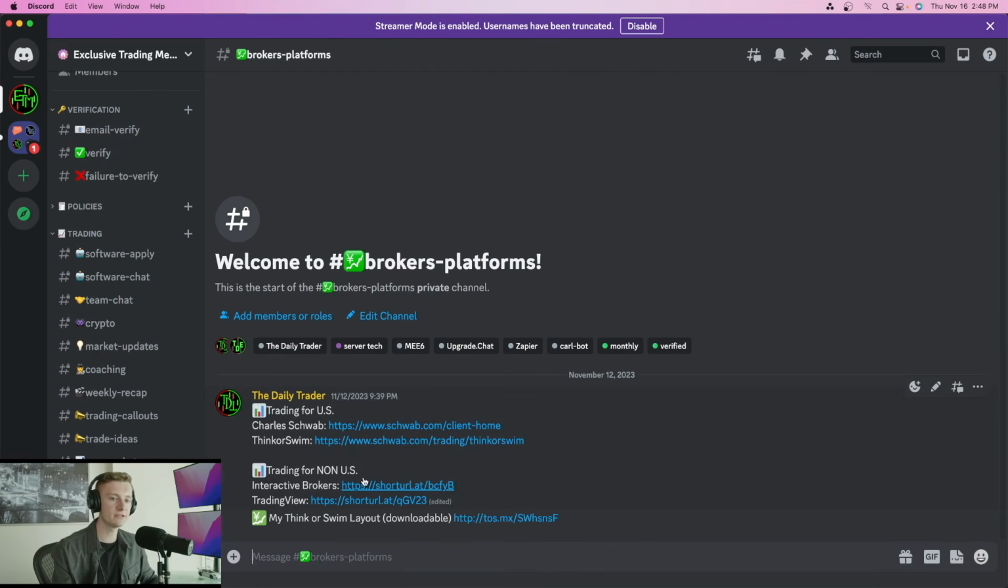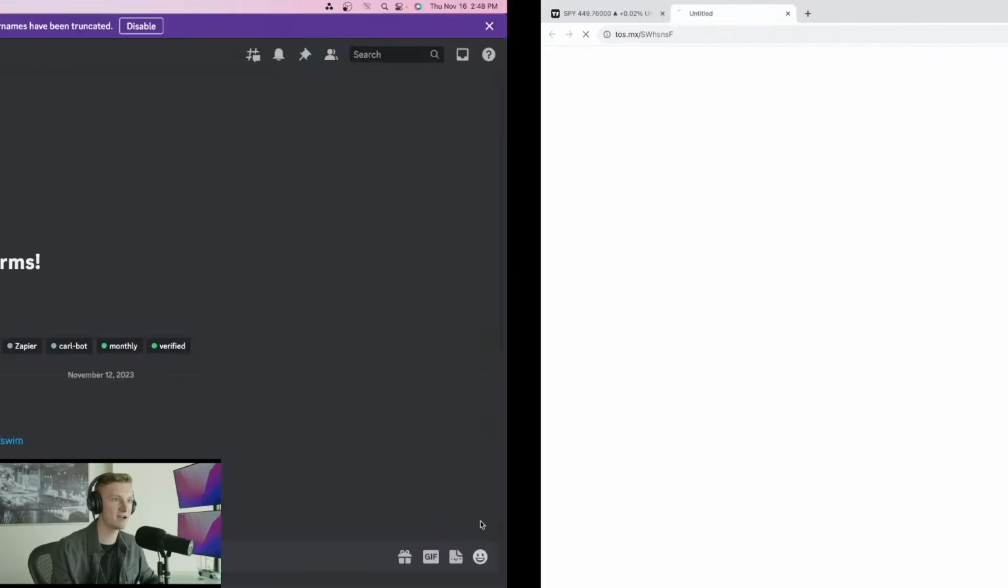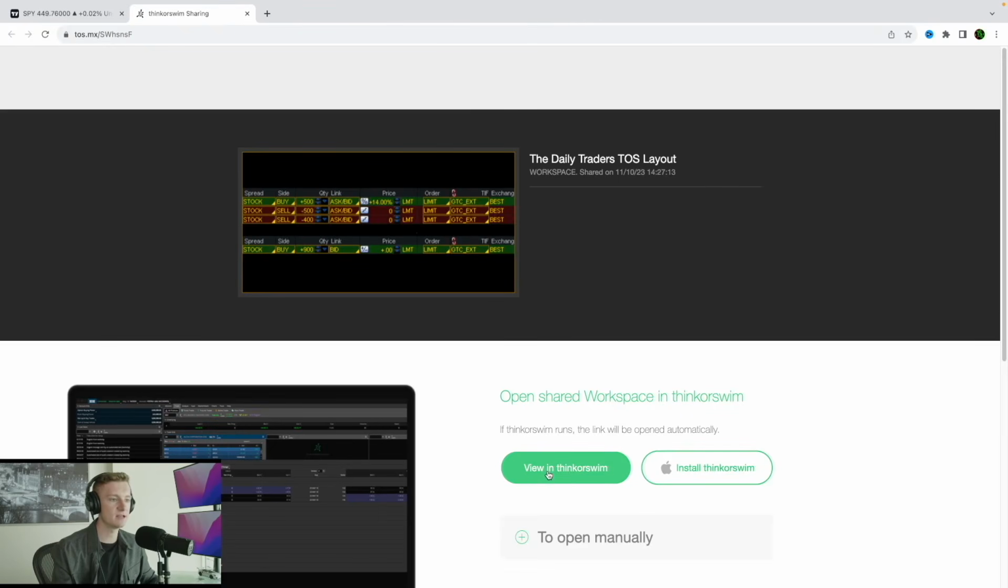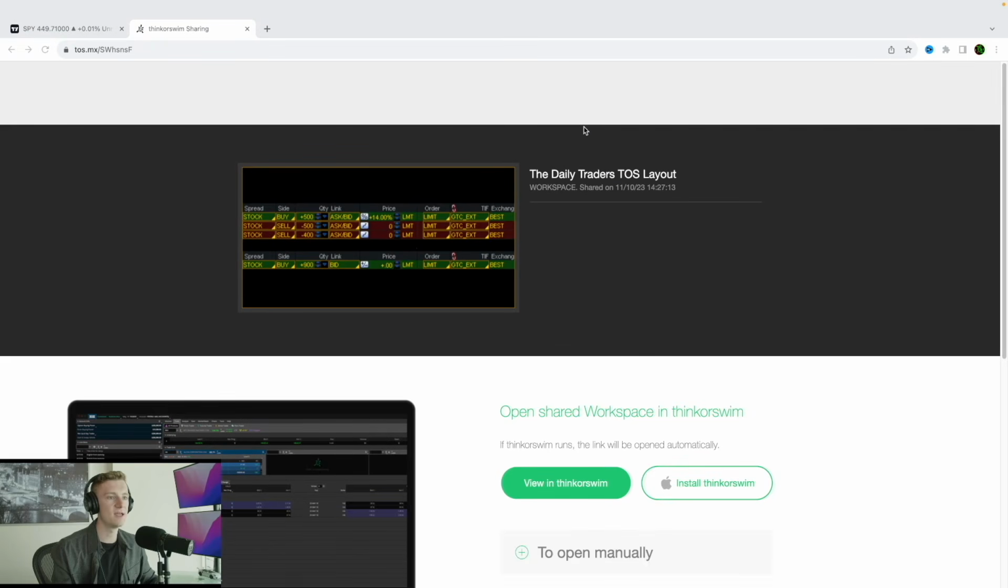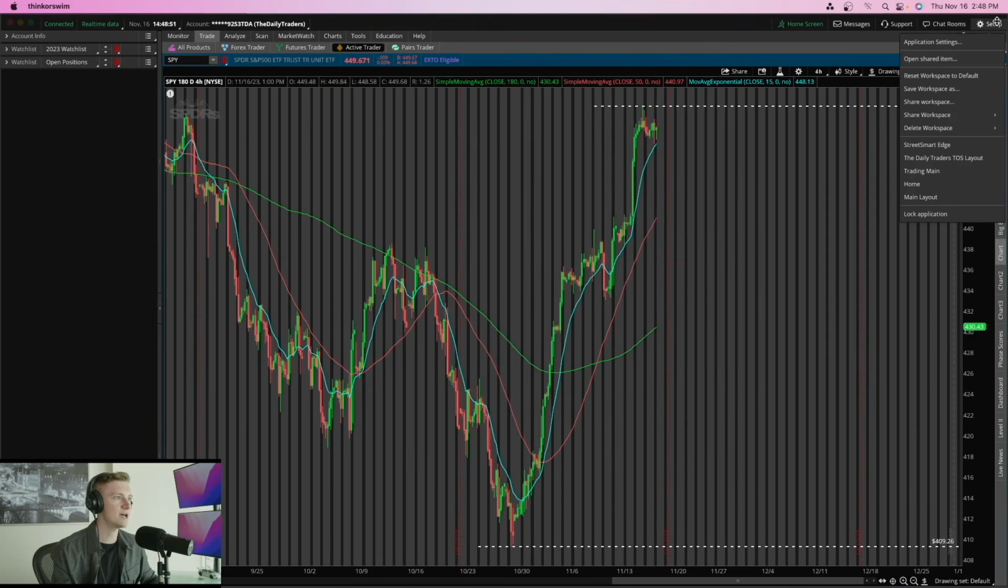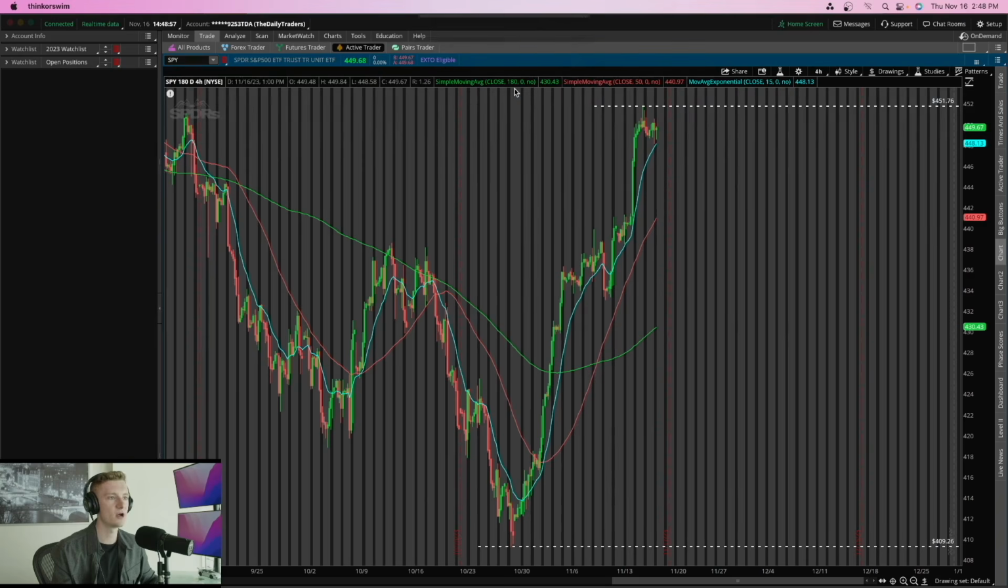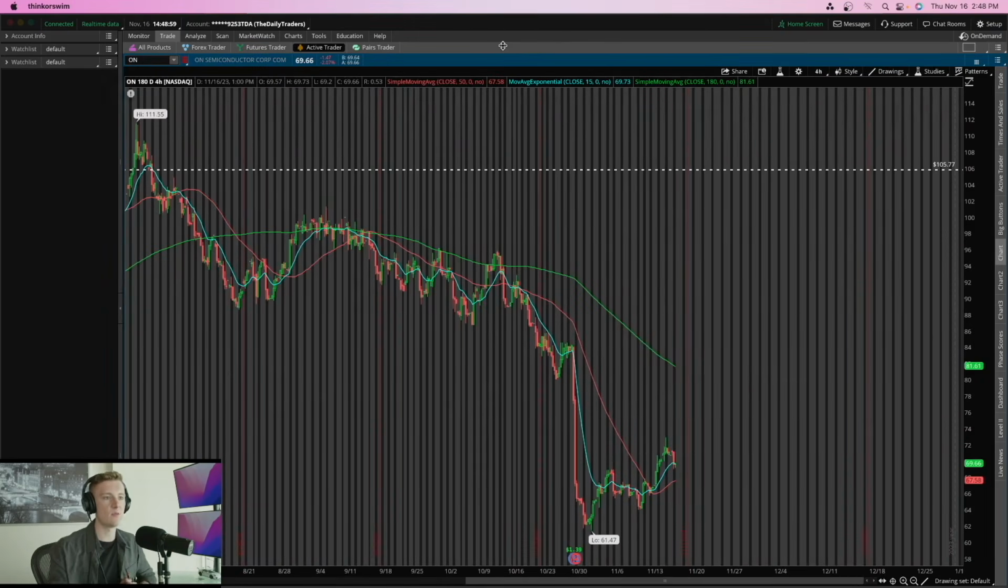Awesome. Now, if you head over to the Discord server under mentorship, brokers and platforms, you can see my ThinkorSwim layout, which is downloadable. All you have to do is click on that layout and then click view in ThinkorSwim. Open ThinkorSwim, and then look what is going to happen. And then now if you go up to setup, under setup, you should see the daily traders TOS layout. Okay, click on that and click OK. And there you go. So that's pretty easy.